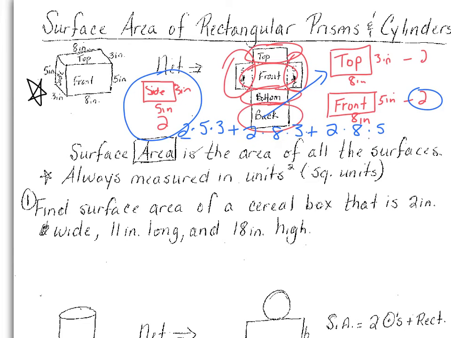When we figure this out, we got to figure out 2 times 5 times 3. Well, 2 times 5 is 10, times 3 is 30. Sorry, I'm writing in the other stuff. Plus 2 times 8 times 3, well 8 times 3 is 24, times 2 is 48, plus 8 times 5 is 40, times 2 is 80. Now add them all together. 80 plus 48 plus 30 is going to equal 158. And it's area, so it's inches squared.